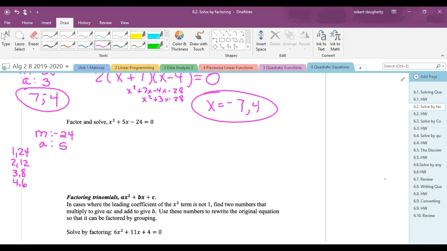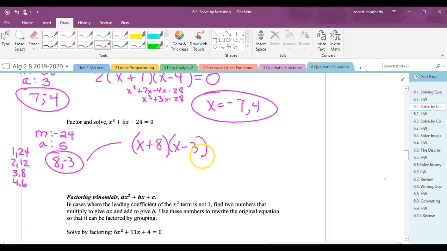Yeah, 8 and negative 3. So an 8 and a negative 3 will multiply to give me negative 24 and add to give me 5. What do I do with these two numbers? Yeah, I just go over here and say this is x plus 8, x minus 3 equals 0. Therefore, x is equal to 3 or negative 8. Those are the solutions for that.